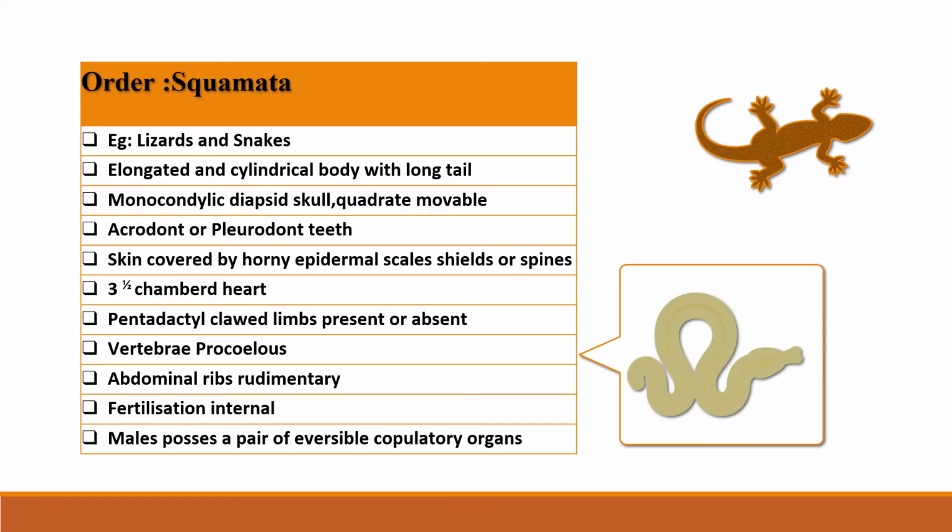Order Squamata consists of lizards and snakes. What is the difference between a lizard and a snake? In the case of lizard, body is slightly compressed. It has two pairs of limbs. Exoskeleton is not removed by molting. Nictitating membrane is present. Tongue is not bifid. Urinary bladder is present. While in the case of snakes, body is cylindrical, limbs are absent, exoskeleton is removed by molting, nictitating membrane is absent, tongue is bifid, urinary bladder is absent.